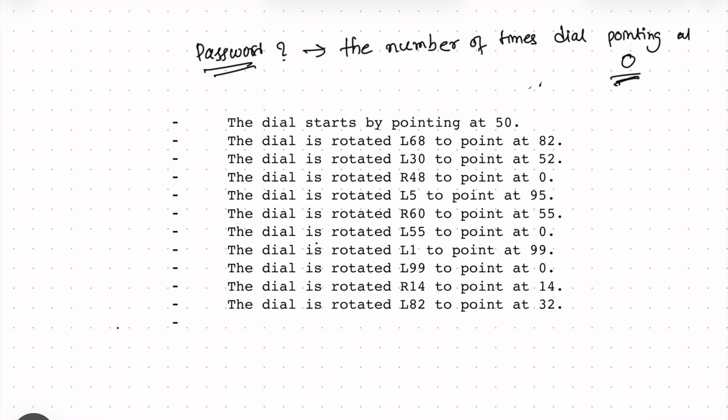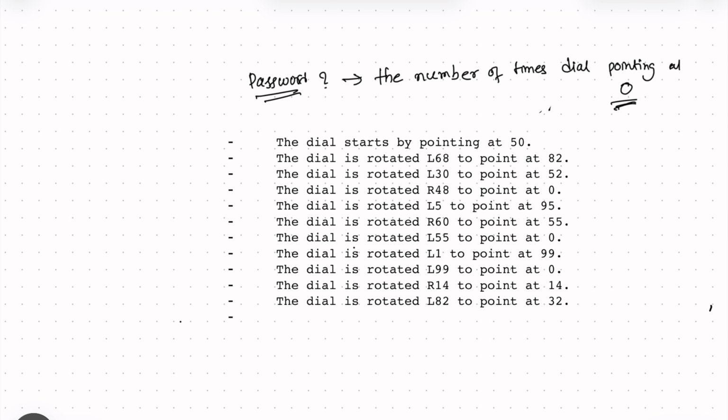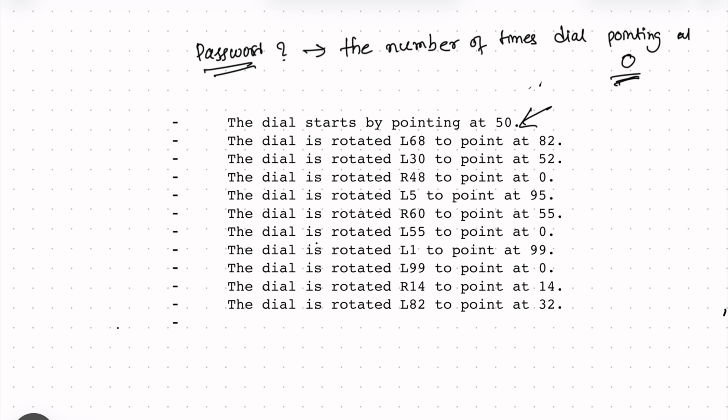So we have to find the password. The password is the number of times the dial points at 0 after doing the rotations. And we know that the dial's starting point is 50, right? The starting point is 50, and the dial is rotated L68 and points at 82. Let's first understand this statement. If we get this statement, then the rest will be very easy.